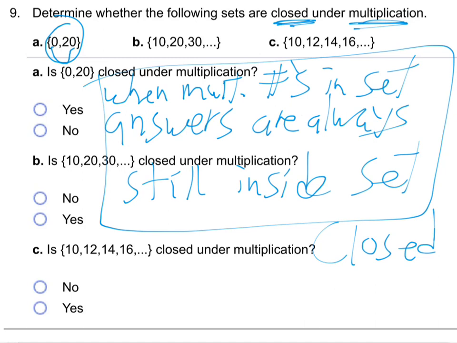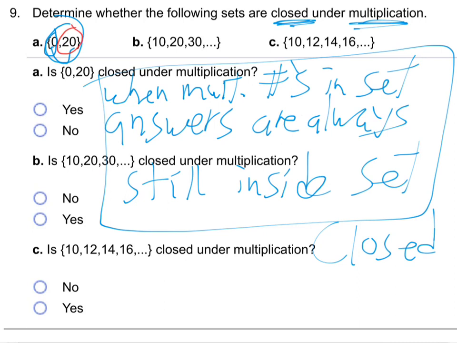So far, so good? It's making sense? But it's not just 0 times 20. You've also got to do 0 times itself, right? Because a number can multiply by itself. What's 0 times 0? Well, just 0. Is that still in the set? Certainly. 20's in there. 0's in there.